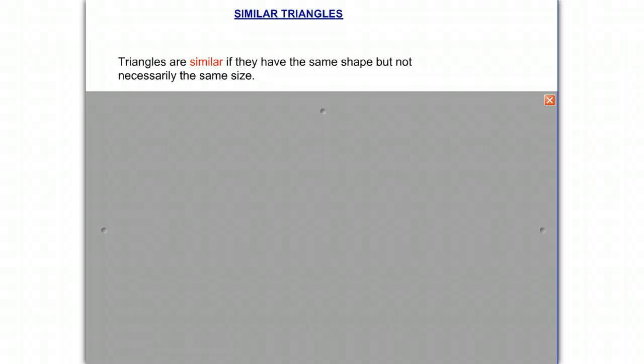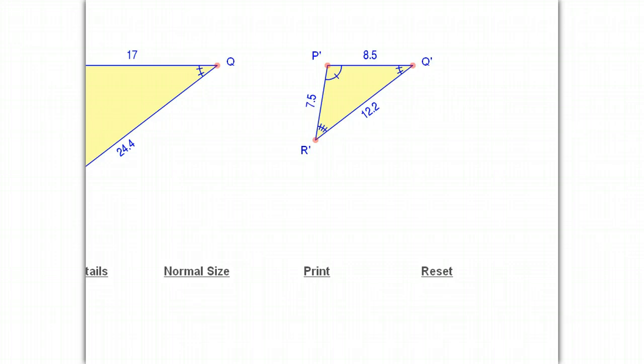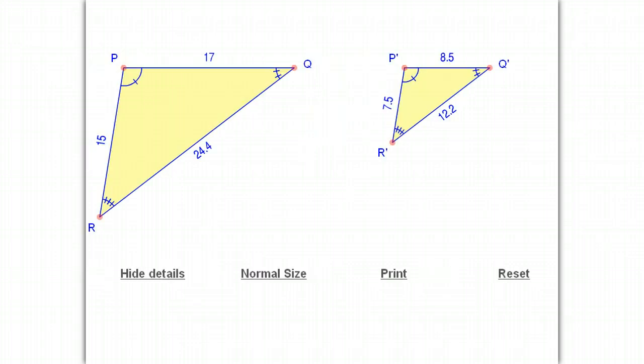Today we're going to talk about similar triangles. Triangles are similar if they're the same shape but not necessarily the same size. So let's give you an example of this. This is a nice little web page that I have found, and we're going to make sure all the triangles appear. And these two triangles are considered to be similar. In other words, they're the same shape, but not necessarily the same size.